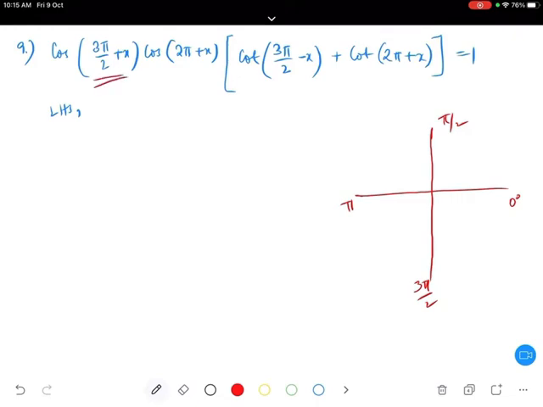Hey, mute your audio. What is the value of cos of 3 pi by 2 plus x? I'm just asking about this portion. What is the value of this thing?